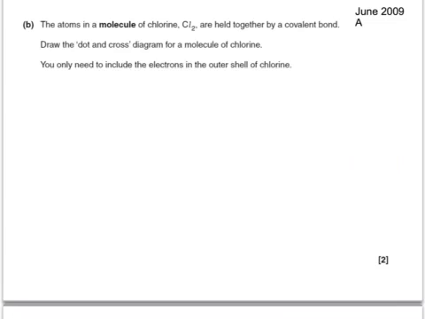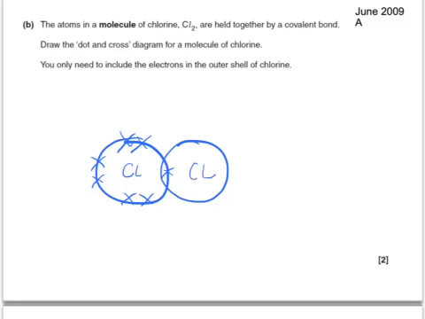Another example, this one is the atoms in a molecule of chlorine held together by a covalent bond. Draw a dot and cross diagram for chlorine, only the outer electrons. Chlorine's in group 7, so chlorine here has got 1, 2, 3, 4, 5, 6, 7. That's going to overlap with another atom of chlorine, which has itself got 1, 2, 3, 4, 5, 6, 7. So there's a pair of shared electrons there.